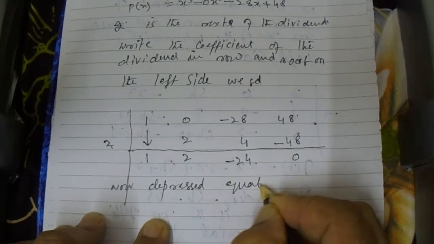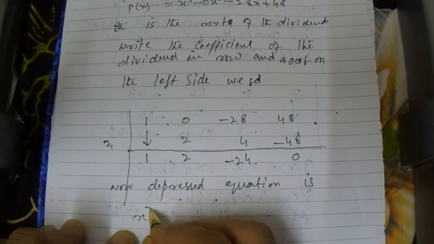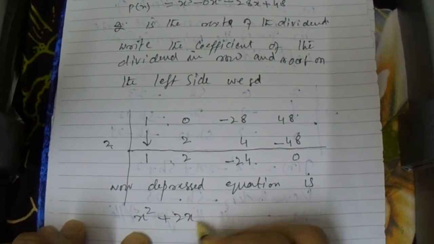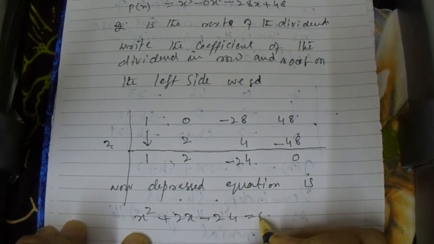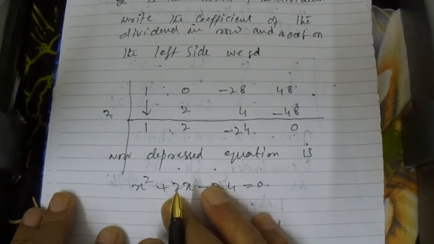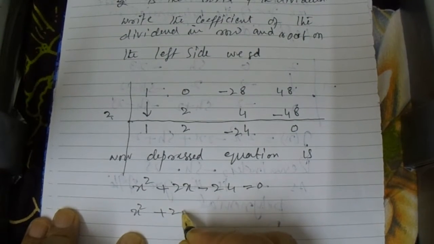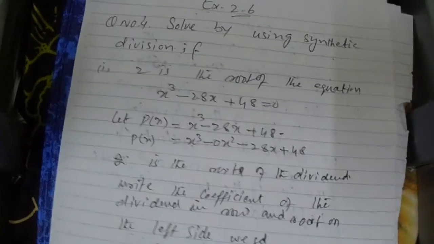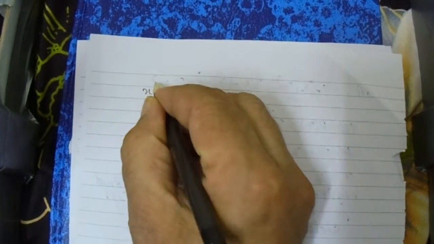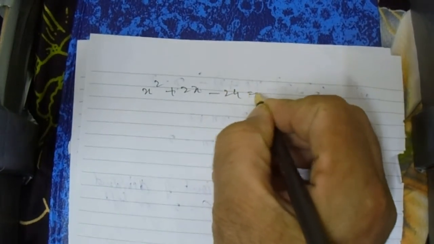Now the depressed equation is x square plus 2x minus 24 is equal to 0. Now we factorize this and solve this. Now x square plus 2x minus 24 again right here, and we go on next page. x square plus 2x minus 24 is equal to 0.